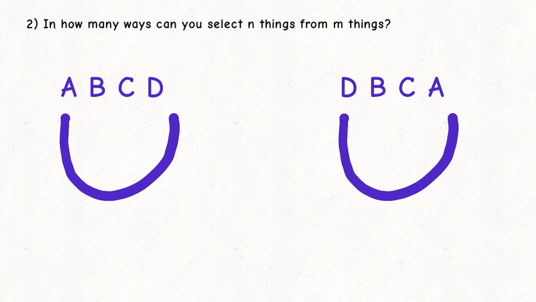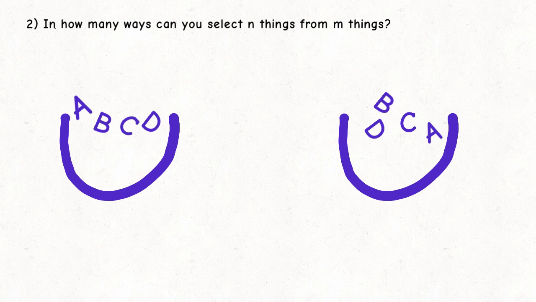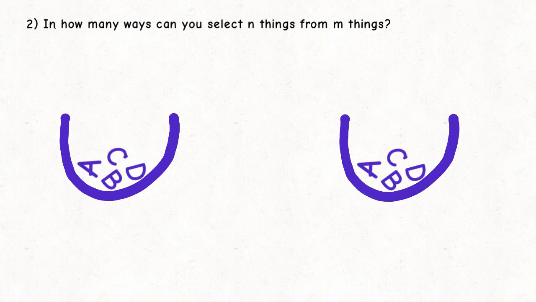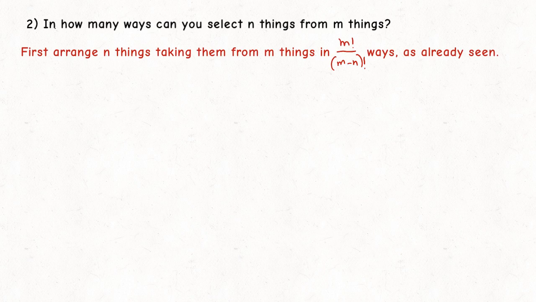The second question is, in how many ways can you select n things from m things? The order in which you select doesn't matter, only the elements of the selection matter. So this is different from an arrangement. Okay. So as an intermediate step, let us first arrange n things taken from m things. This you already know to be factorial m upon m minus n factorial.